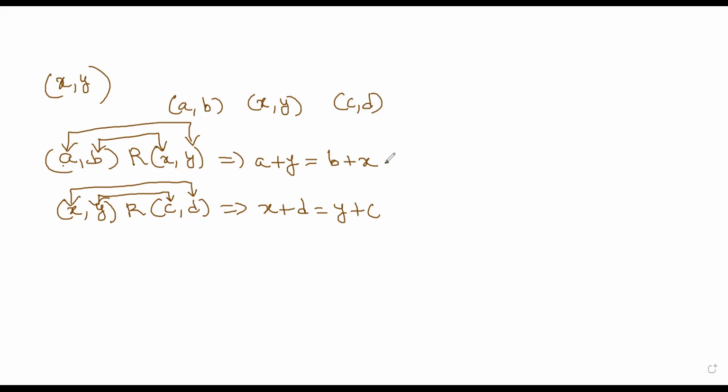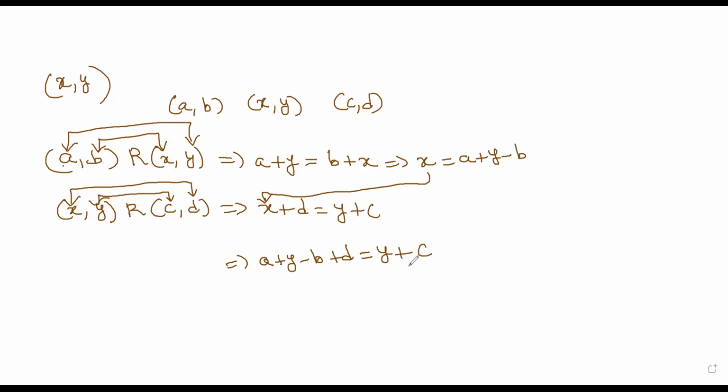So here what I do is, from equation 1, I will substitute x is equal to a plus y minus b. I will put it here. So what happens here? a plus y minus b plus d is equal to y plus c. y is cancelled on either side. So I got the situation a minus b plus d is equal to c. So I can write a plus d is equal to b plus c. This implies a comma b is related to c comma d.